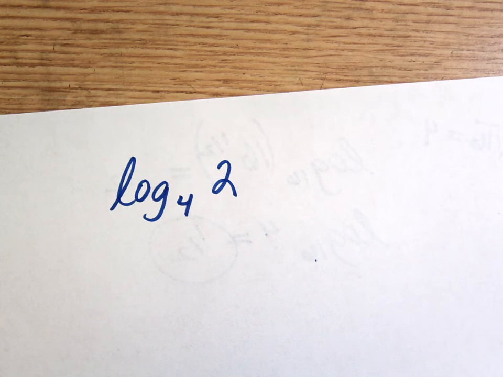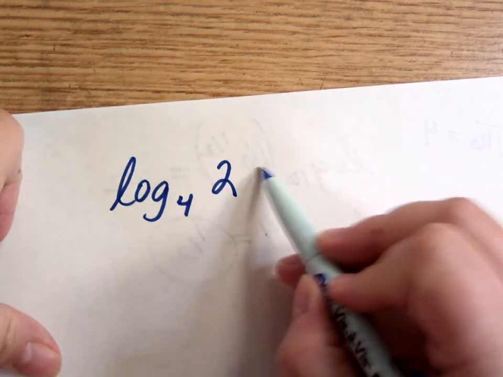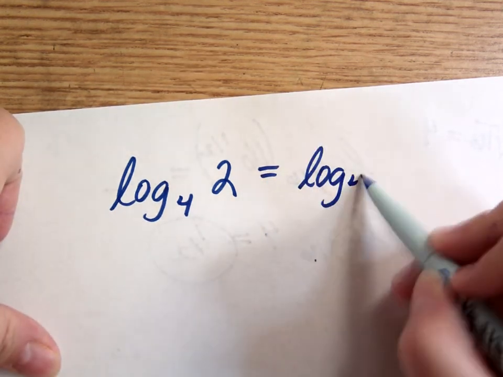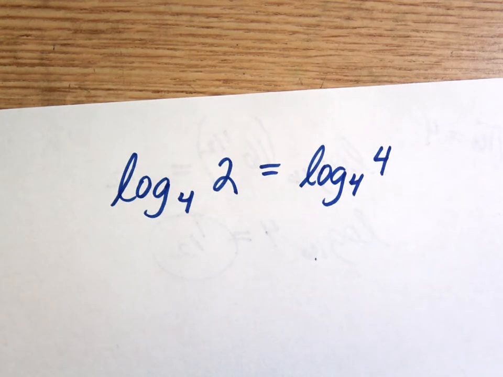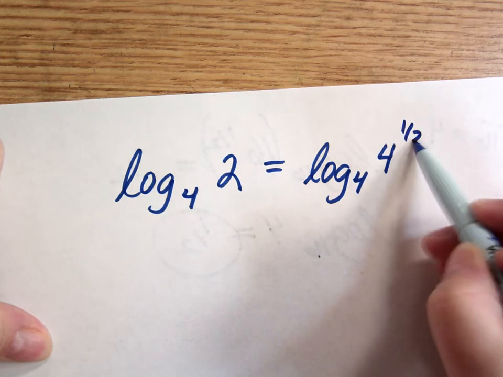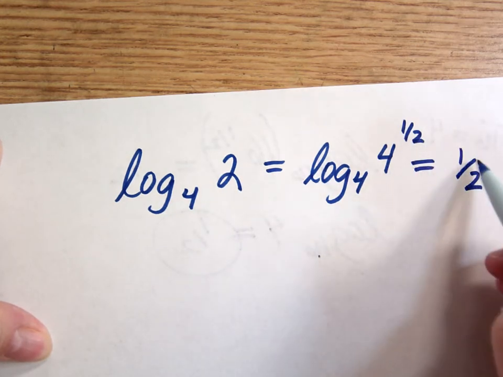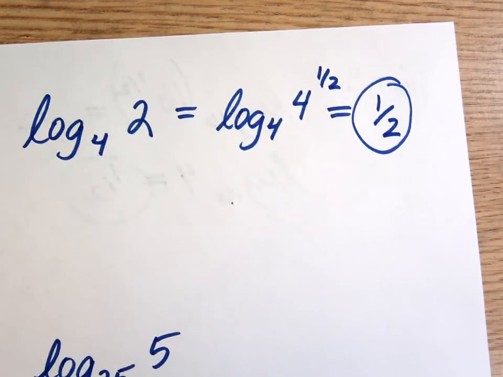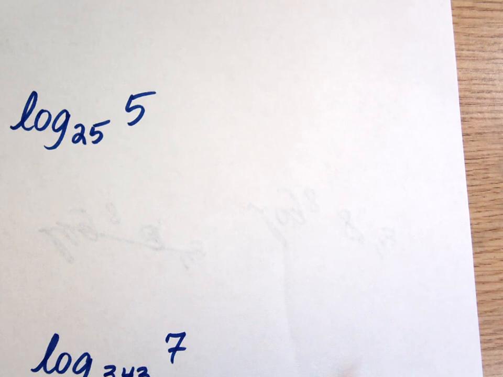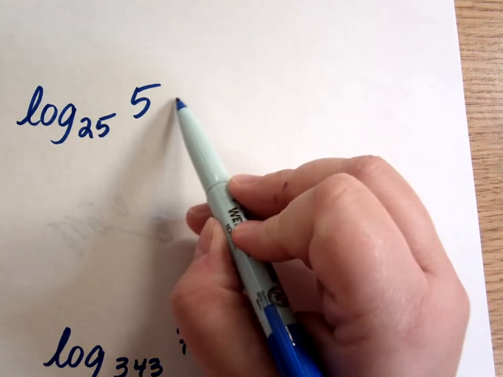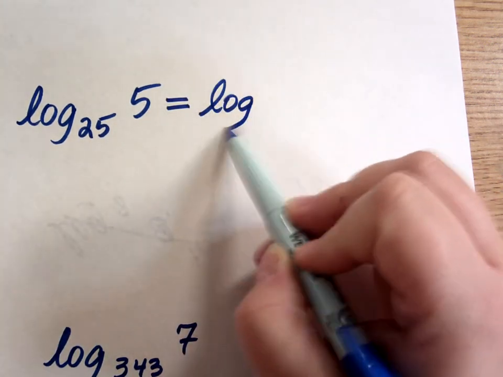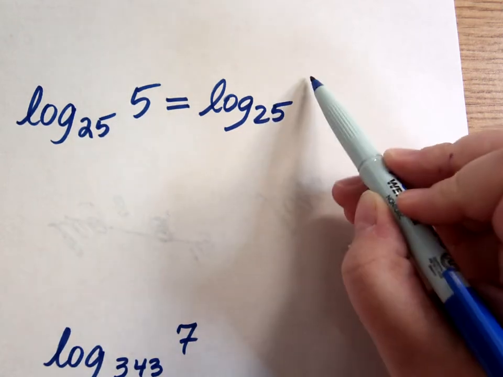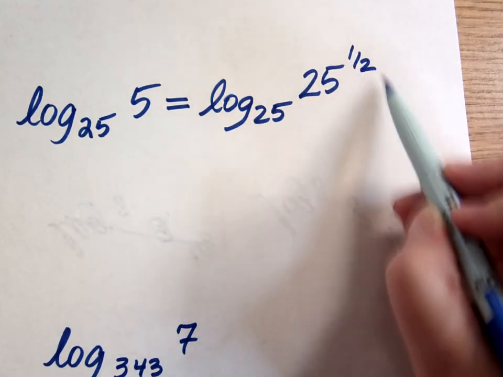So let's look at some of those. Log base 4 of 2. So the question is if I can write this as log base 4 of 4 to some power. 4 to what power would be 2? Well, it's the square root of 4, so it'd be 4 to the 1/2 power, so my answer is just 1/2. Same thing actually happens on this one. 5 is the square root of 25. So this is log base 25 of 25 to the 1/2. So my answer is 1/2.